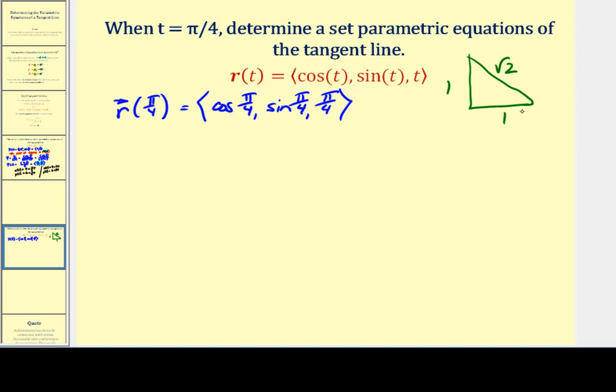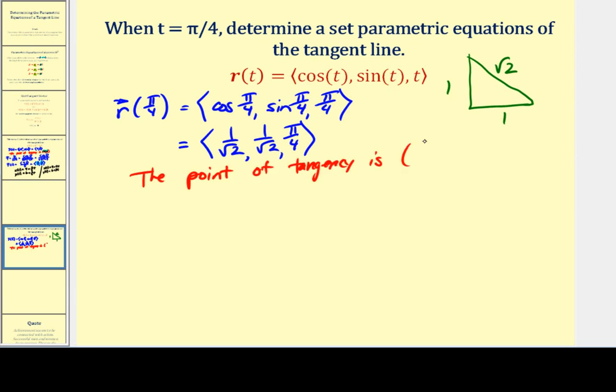Here's the 45, 45, 90 right triangle that we'll use to evaluate these trig functions. The cosine of pi over 4 is going to be 1 over square root 2. Sine of pi over 4 would be the same, and the z component is pi over 4. So the x, y, and z components of this vector give us the point of tangency. Of course, we could rationalize these, but I'm going to go ahead and leave it in this form.